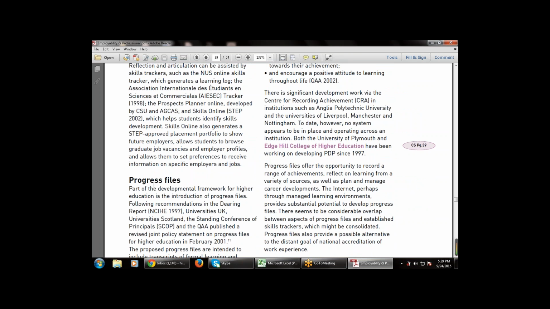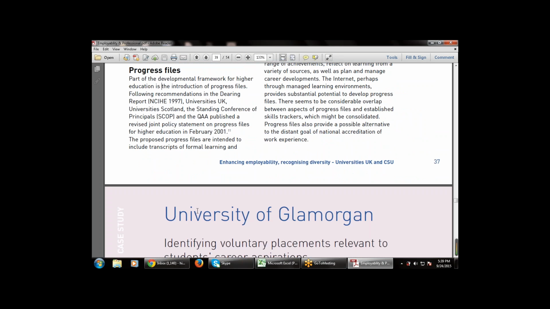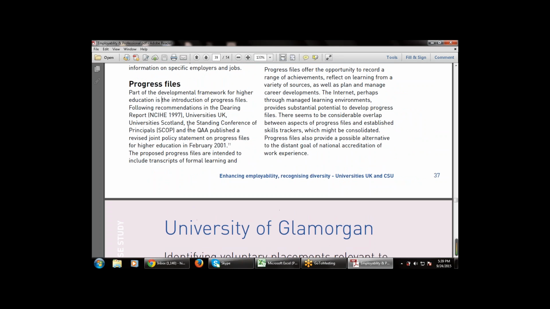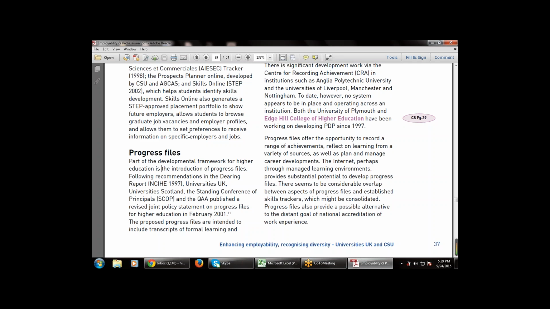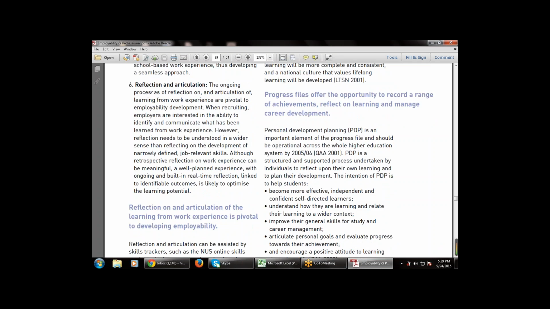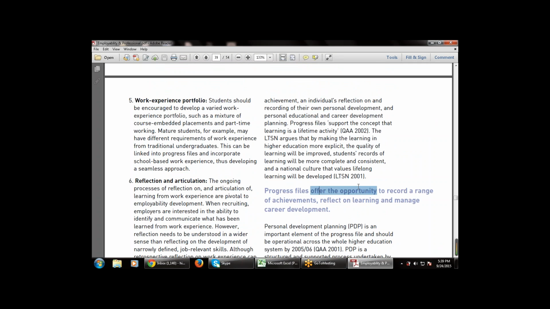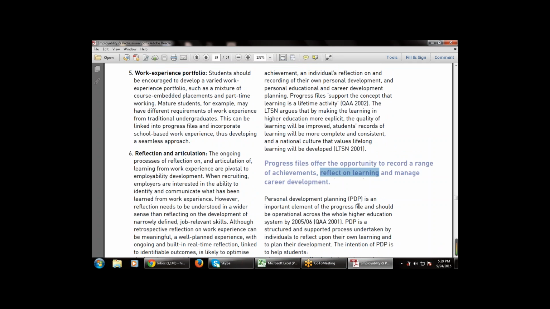Next are the progress files, which are part of the development framework for higher education. The progress files offer the opportunity to record a range of achievements, reflect on learning, and manage career development. So a progress file offers various opportunities to record a range of achievements, reflect on learning, and manage career development.